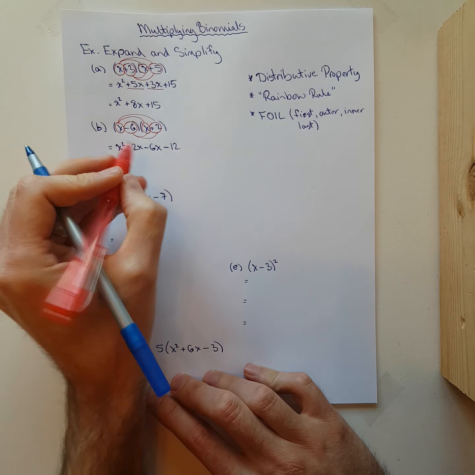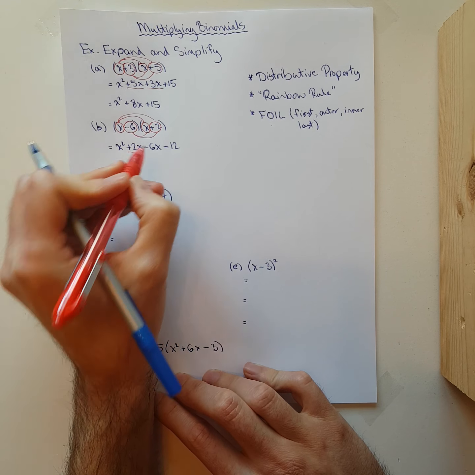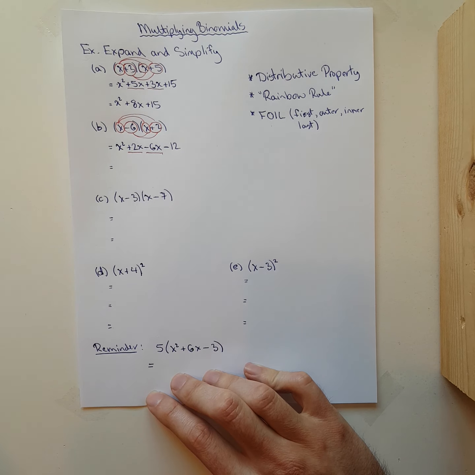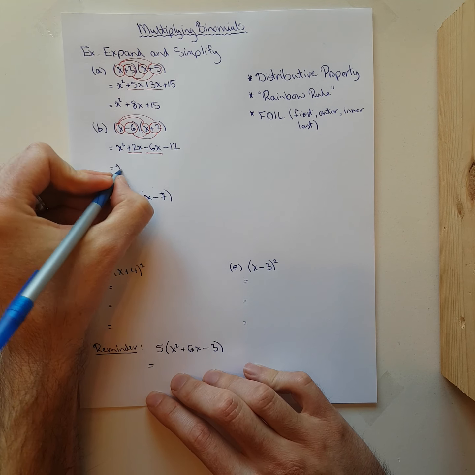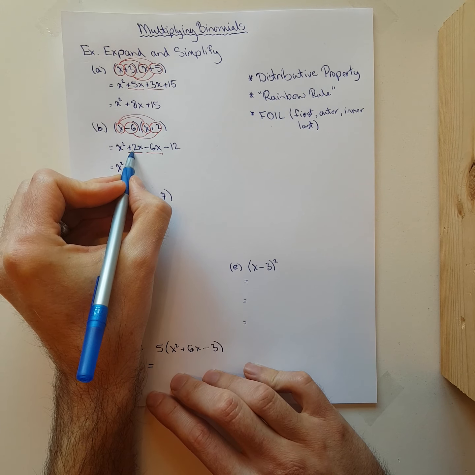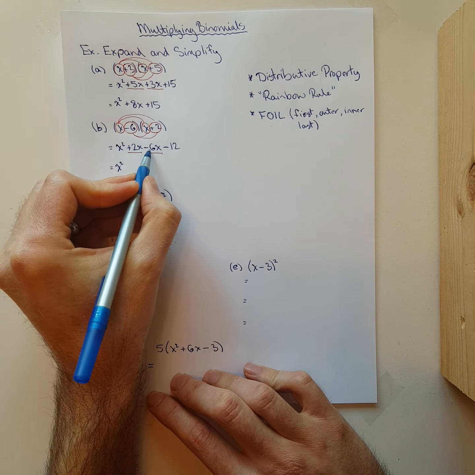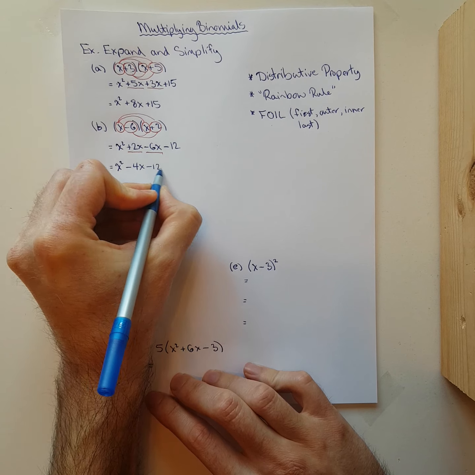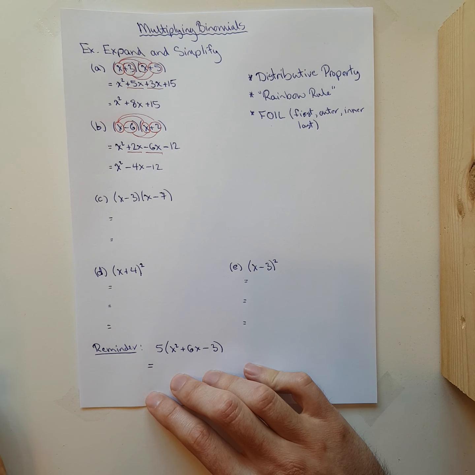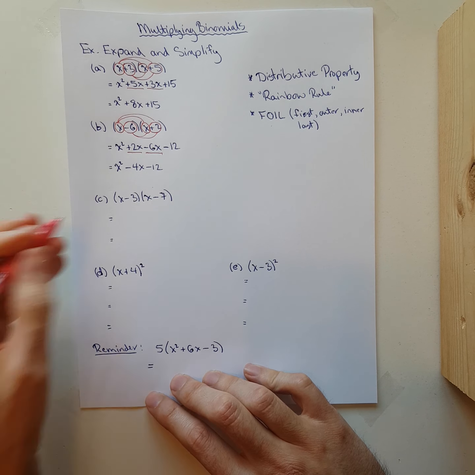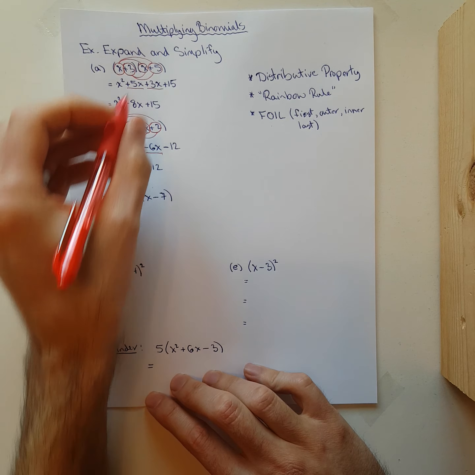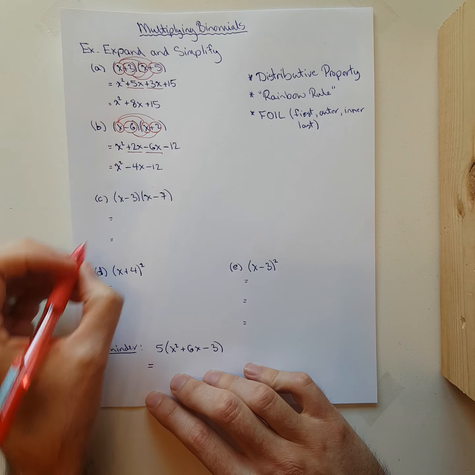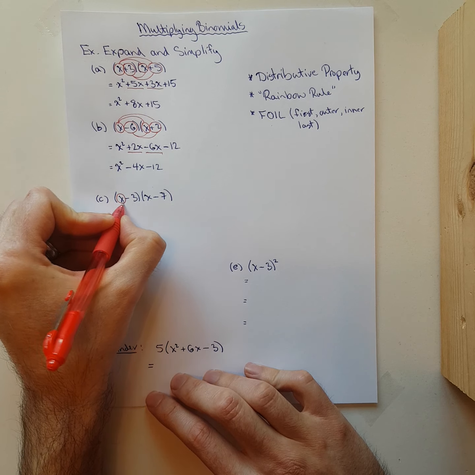Collecting our like terms, again, we have a positive 2x and we have a minus 6x. So we have to be careful with our integer work here. We have x squared. 2 minus 6 will give us minus 4x, and then negative 12 gets carried along on the end. In the third example, really again, all I'm focusing on here is as I change some of the signs here in the binomials, what does that look like, just to make sure we're okay.